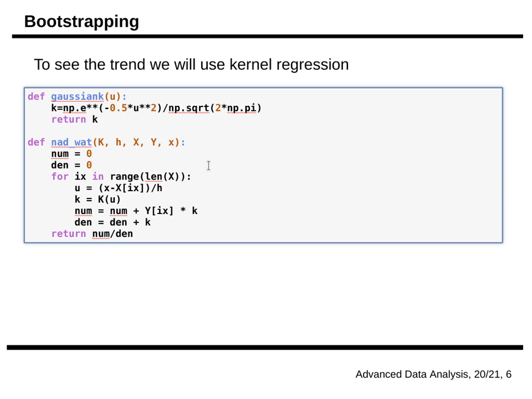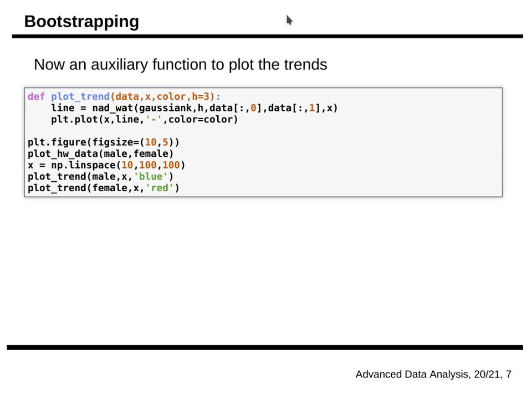So with this kernel regression, we can look at the trend between these two series of data by again creating a simple auxiliary function that we provide the data, the values along the x-axis where we want to draw the trend. So we're going to compute the kernel regression for these values, and the color with which we want to represent our trend.